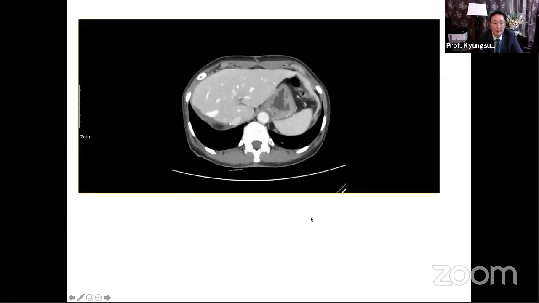So this is after surgery. You can see the left liver is well regenerated, and there is no problem in the postoperative course. And this patient has had no recurrence up to now, 2 years after resection.